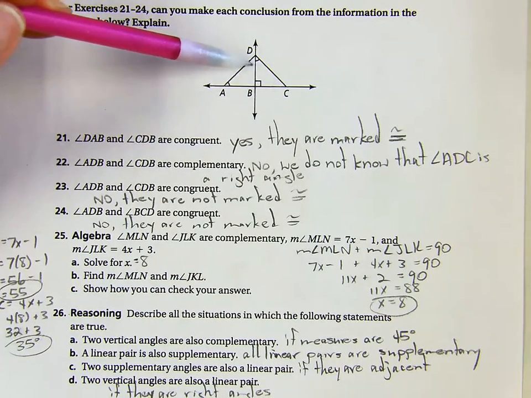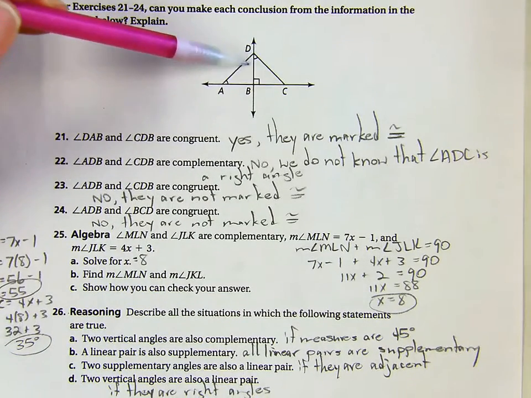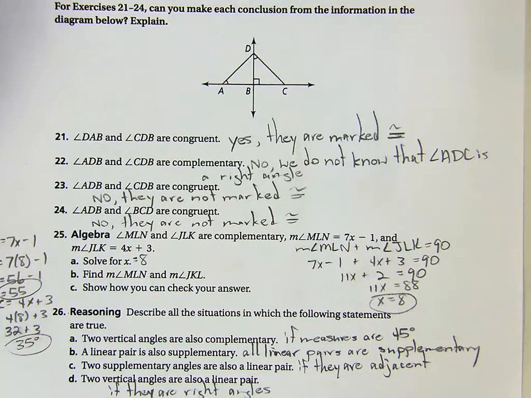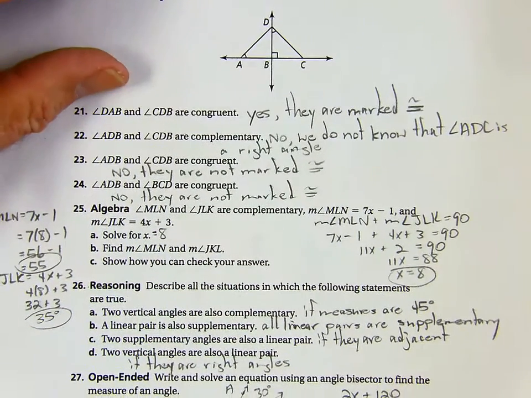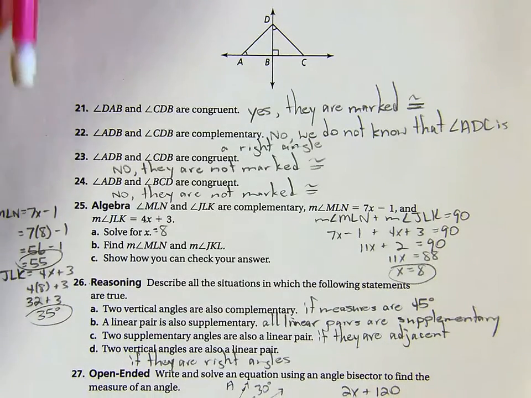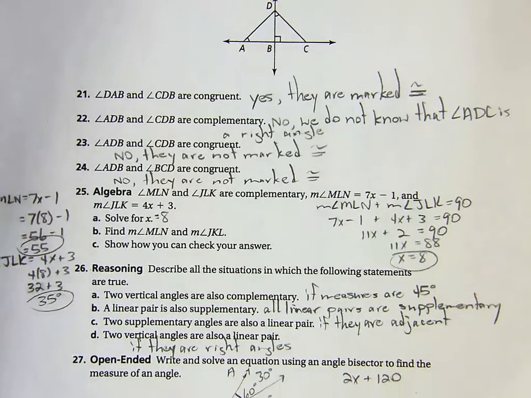And again, it's no. We don't know they're congruent because they're not marked congruent, so there's no way we can determine that. Okay. All right, then number 25, we have two angles. They say two angles are complementary. They're complementary, their sum is equal to 90, right?